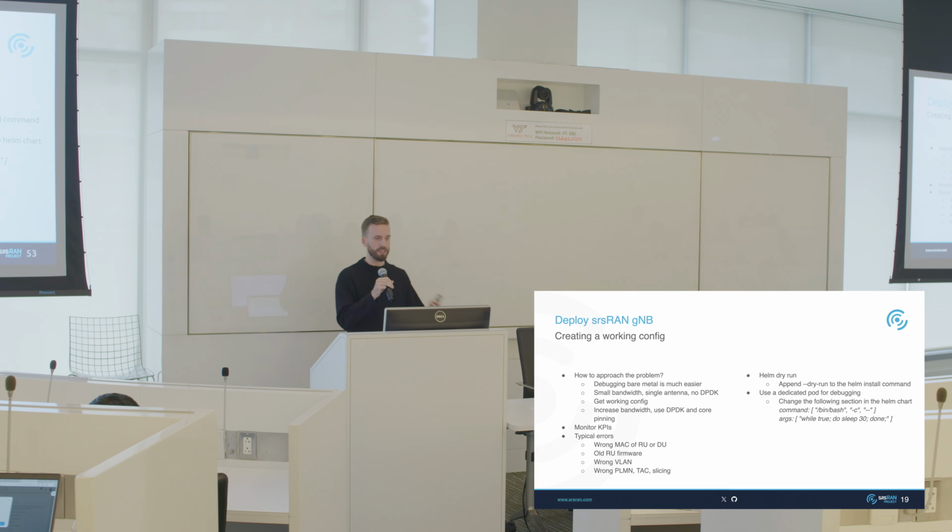Sometimes when I'm integrating with a lot of RUs, I have to really make sure that all of them have the same firmware. If not, this can also be a problem. Wrong VLAN configurations in the switch, for example, if you use a switch, but also in an LLSC1 configuration, this can be a problem. And the gNodeB not connecting to the core due to wrong PLMN, wrong TAC, or wrong slicing information.